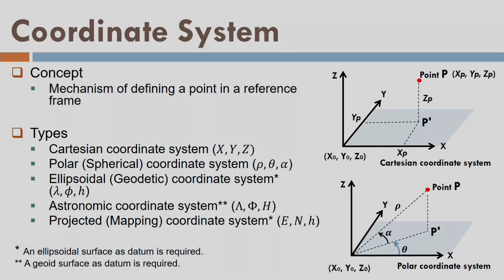So we have other types of systems also which are very relevant for the Earth. One is called the ellipsoidal or geodetic coordinate system. Remember, it is not a geodetic reference frame. It is a geodetic coordinate system, and it is called lambda, phi, h, where lambda and phi are small Greek letters. Then we have the astronomic coordinate system, where I am using capital lambda, capital phi and capital H. And then we have the projected mapping coordinate system, which is nothing but a 2D coordinate system, which we initially criticized in this lecture, but it is still useful for many reasons.